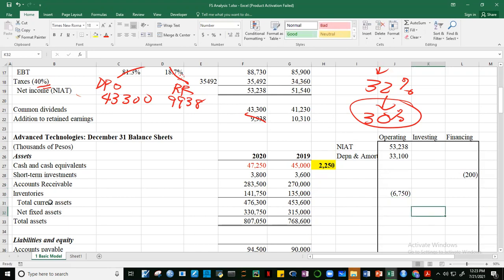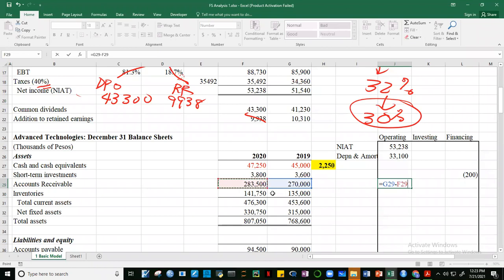Okay. Next, inventories, guys. Ay, mali dito dapat to. Ay, sorry. Mali. Ang tinitingnan ko yung ano. So source of cash, okay? 13.5 naka-increase tayo ng cash. Inventories, guys. Inventories from 135, 141, 750. Saan papasok siya? Operating, investing, financing.